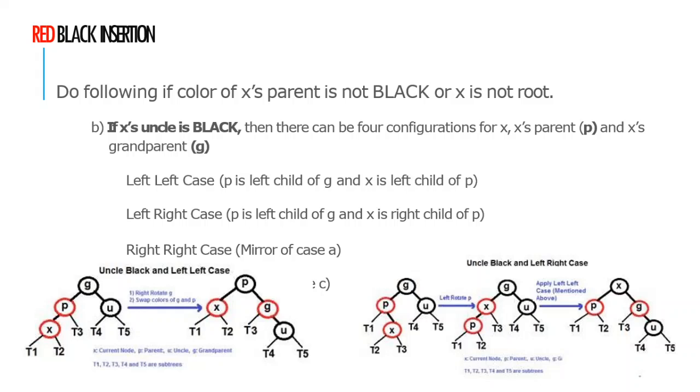Of course, don't forget we have the right-left case, where P is the right child of G and X is the left child of P. We have another case where the uncle is black and we have to use the left-right case. We have rotated P on the left side. We have to apply the left case method. And now X is the current node, P is the parent, U is the uncle, and G is the grandparent.